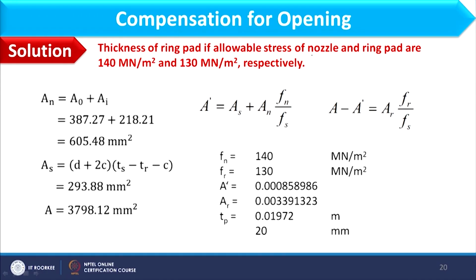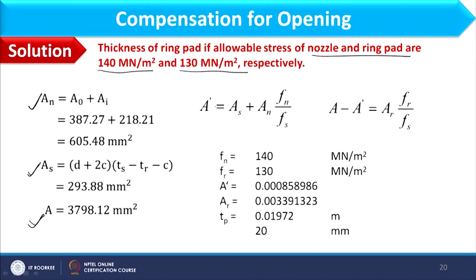So, till now whatever problem I have solved, in that case the allowable stresses of ring, nozzle as well as shell were all equal. Now, we will see if these values differ. So, we have to find the thickness of ring pad if the allowable stress of nozzle and ring pad are 140 mega Newton per meter square and 130 mega Newton per meter square respectively. However, for shell the allowable stress value is given as 150 mega Newton per meter square. In that case, this is AN, this is AS, and here we have the value of A.